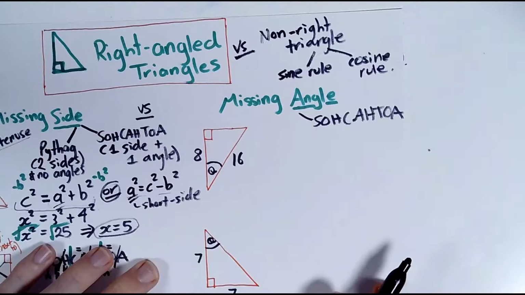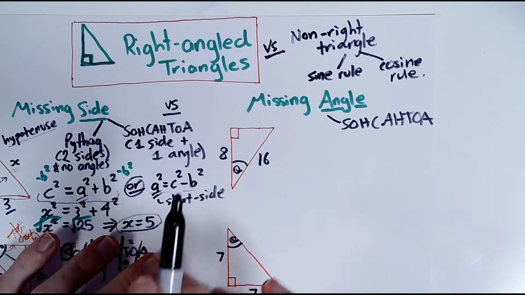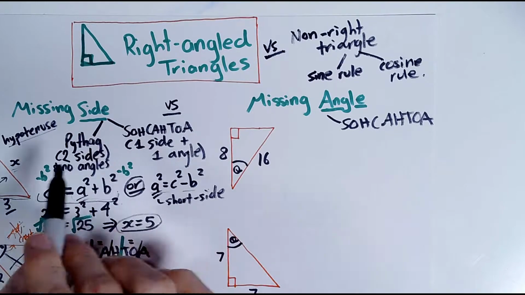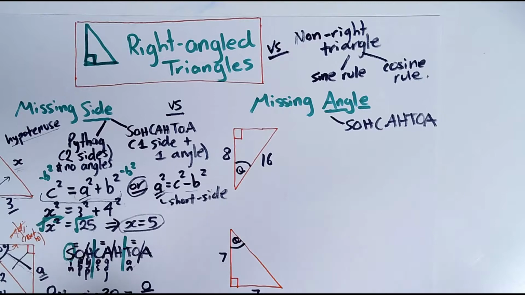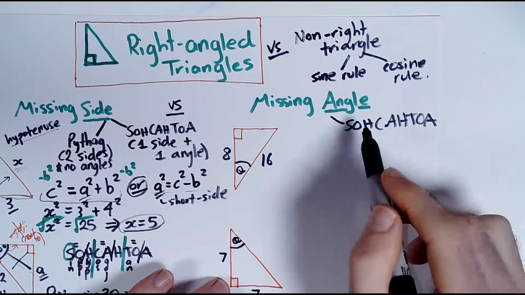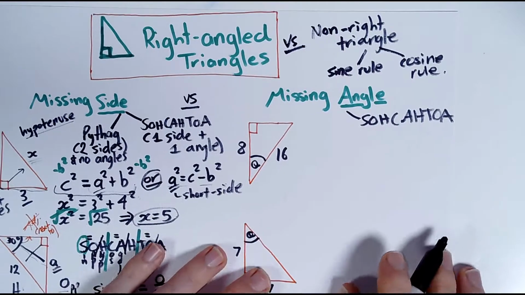Let's go to missing angle. So how do you find a missing angle? Well, we don't use Pythag. Remember, Pythag's only when you get given two sides and you're finding the third side. When you're finding a missing side and you're given one angle or one side, or you're just finding a missing angle and you're given two sides, you use SOHCAHTOA. That's what I just showed you. So more practice now to help you understand it.